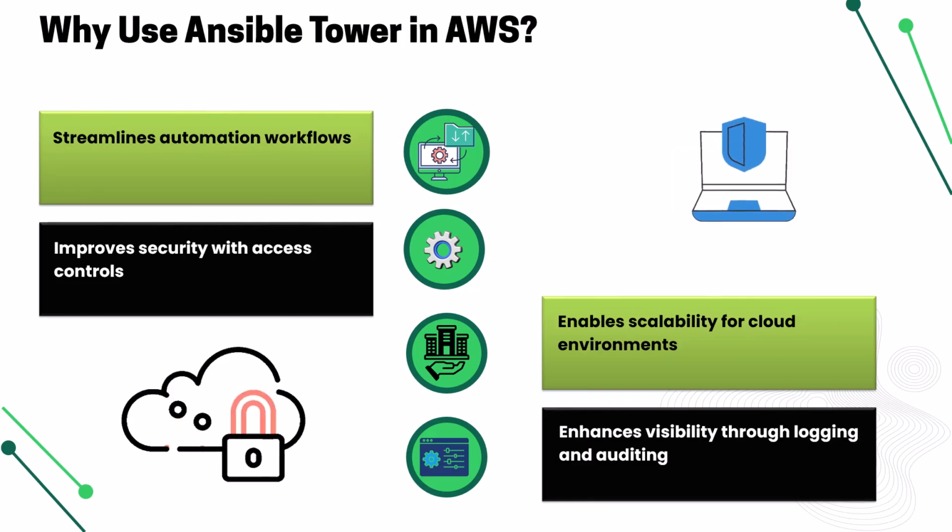If you're wondering, why bother using Ansible Tower in AWS? Let me break it down. Automation is great, but managing it manually, not fun. Ansible Tower organizes everything, improves security, and scales effortlessly with AWS. Plus, it has logging and auditing, so you always know who did what. No more mysterious changes overnight.